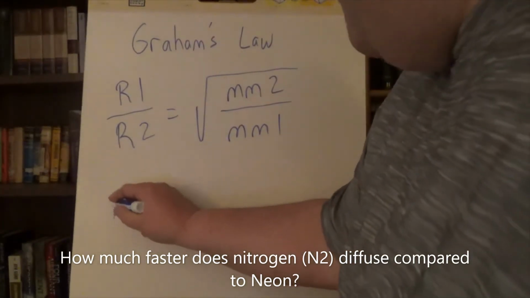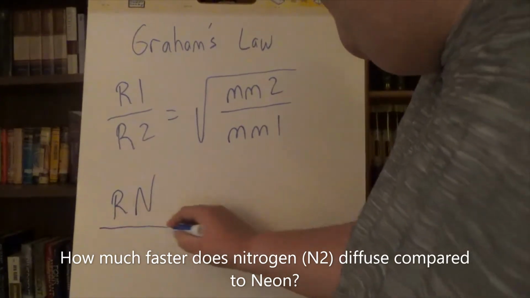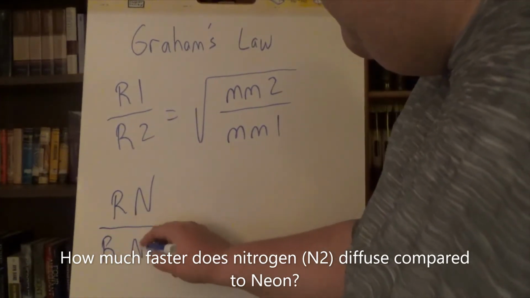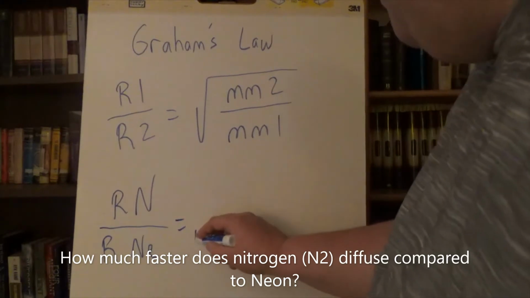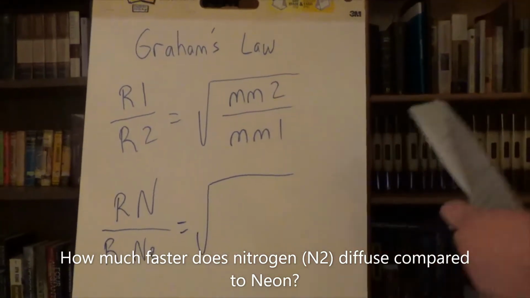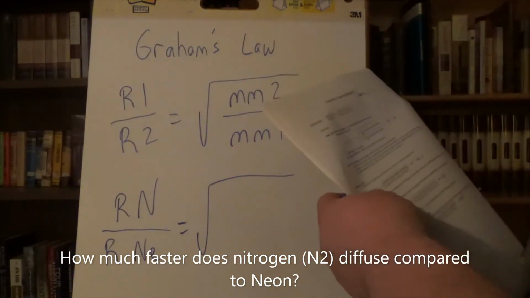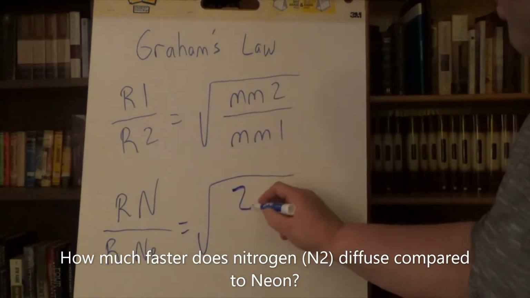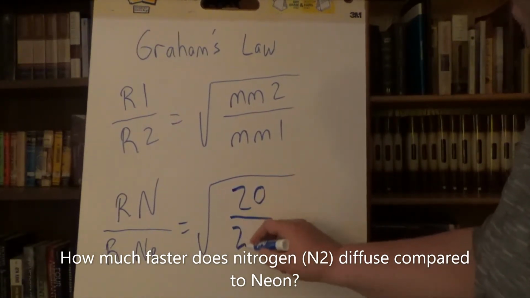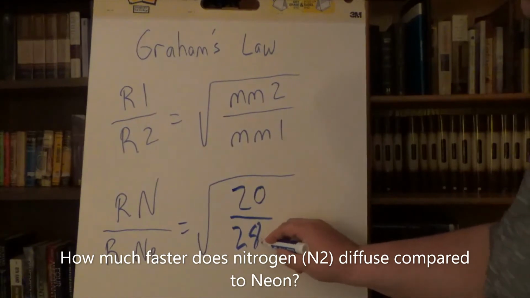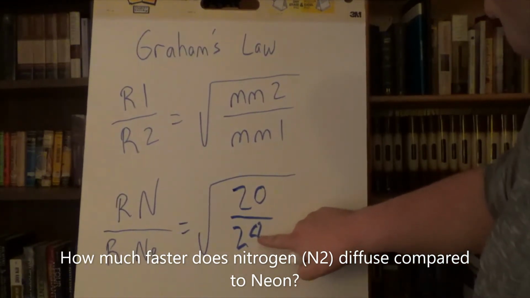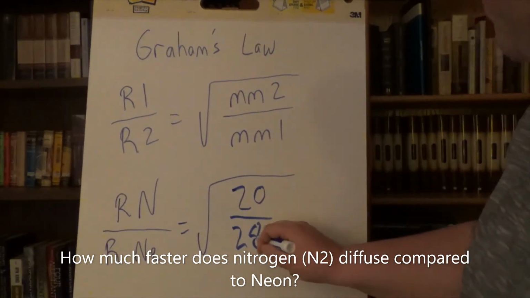So the rate of nitrogen over the rate of neon equals the square root of 20 divided by 28. That's supposed to be an 8. See, I'm no neater on this than I am on the whiteboards back at St. Ed's.